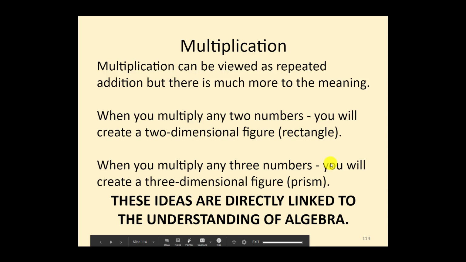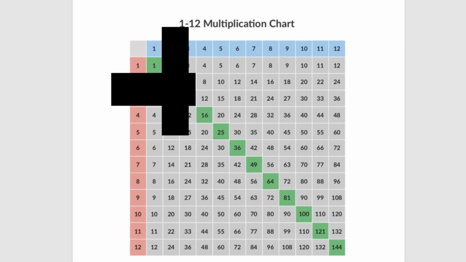When you multiply any two numbers, you will create a two-dimensional figure or a rectangle. When you multiply any three numbers, you will create a three-dimensional figure or a prism. And these ideas of multiplying and dimensions being created based on how many numbers you're multiplying are directly linked to the understanding of algebra. So let's see what I mean by rectangles.